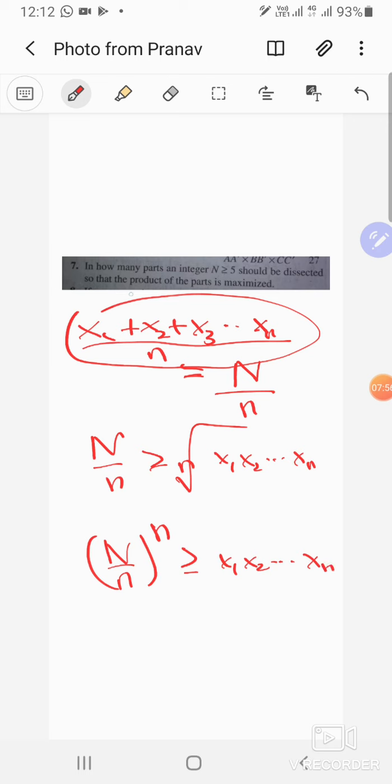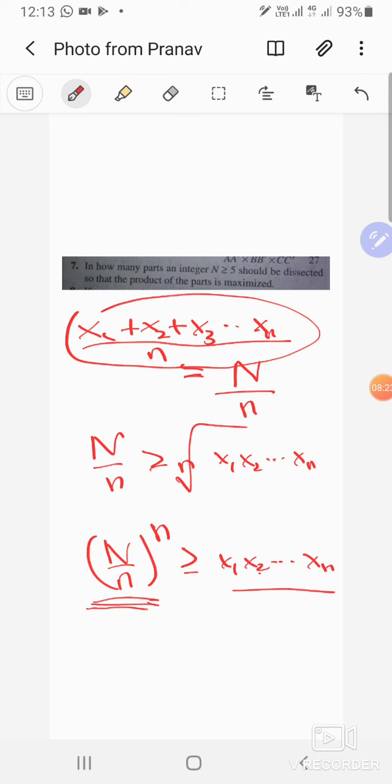And we have to maximize the product. Okay, fine. So in other words, we also have to maximize this thing so that this product can be maximized. And we know that this happens only when x1, x2, x3 all the way till xn are all equal. Okay, so if all of them are equal, then this is true. Okay, that's nice.